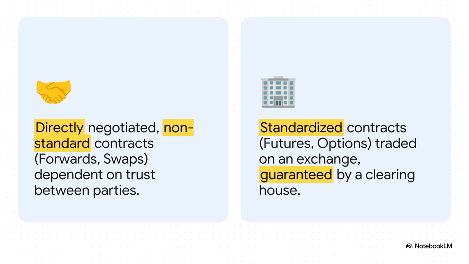And the real game changer here is the clearinghouse. It's an organization that guarantees every single trade. It becomes the buyer to every seller and the seller to every buyer. It's a brilliant mechanism that just about eliminates the risk of anyone defaulting on their trade.